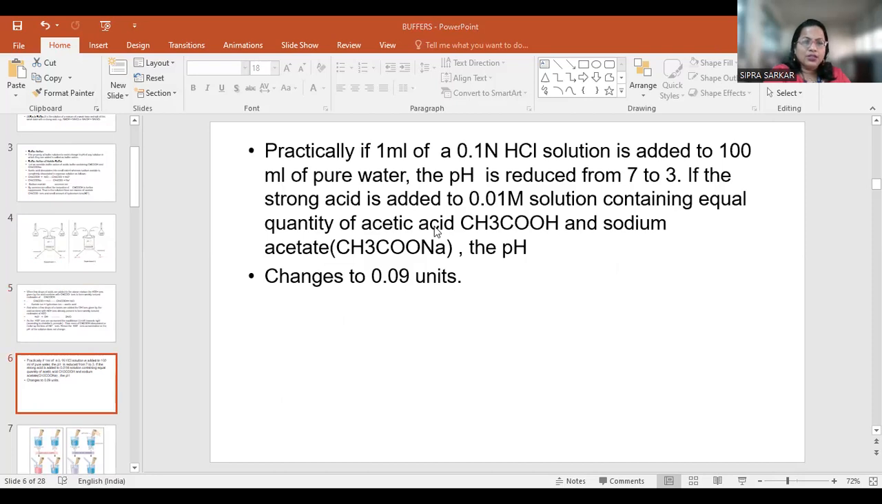Next, again an example is given here. Practically, if 1 ml of 0.1 M HCl solution is added to 100 ml of pure water, the pH is reduced from 7 to 3. If the strong acid is added to a 0.01 molar solution containing equal quantities of acetic acid and sodium acetate, that means a buffer, the pH changes by 0.9 units only. That means a small amount of change.